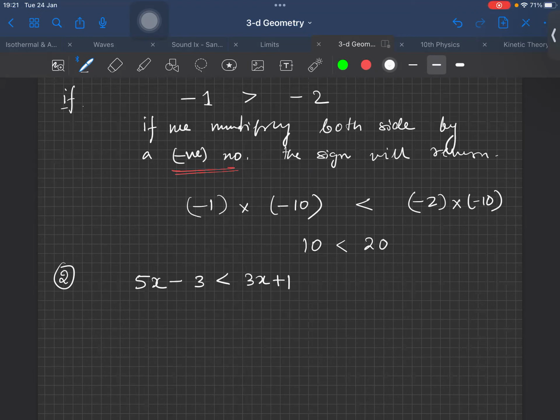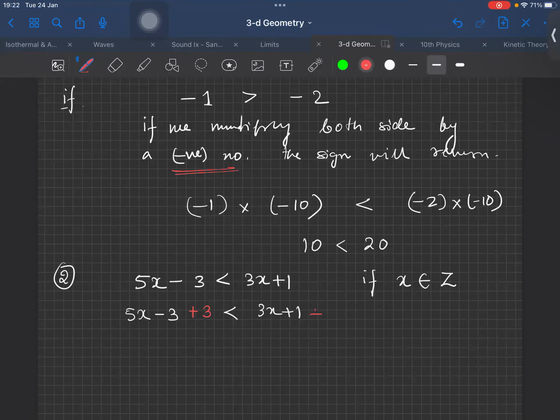You have to find the value of x if x belongs to integer. Okay, if x is integer. See, first we always try to eliminate the constants, and we try to keep the variable on the left hand side. So we will add 3 on both sides: 3x minus 3, we'll add 3 plus 3. So it is lesser than 3x plus 1.